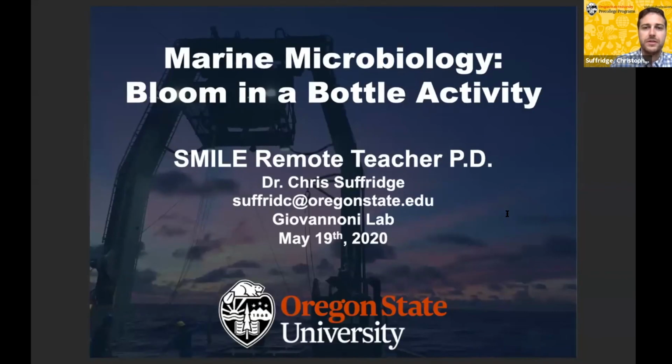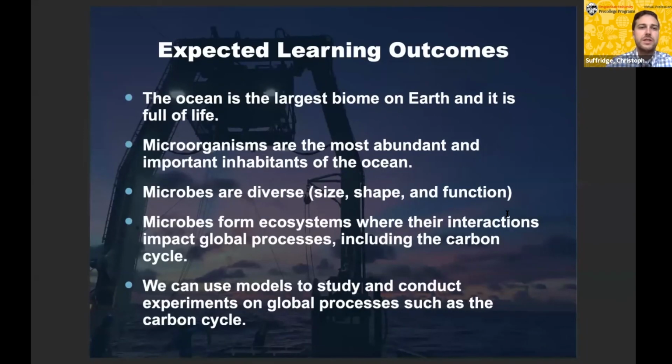Wow, technology, sorry. Okay, so the expected learning outcomes out of this, I want you guys to take away the ocean is the largest biome on Earth, and it is full of life. Microorganisms are the most abundant and most important inhabitants of the ocean. Microbes are diverse in their size, shape, and function. Microbes form ecosystems where their interactions impact global processes, including the carbon cycle. And we can use models or experiments to study these processes, and those processes can include the carbon cycle.